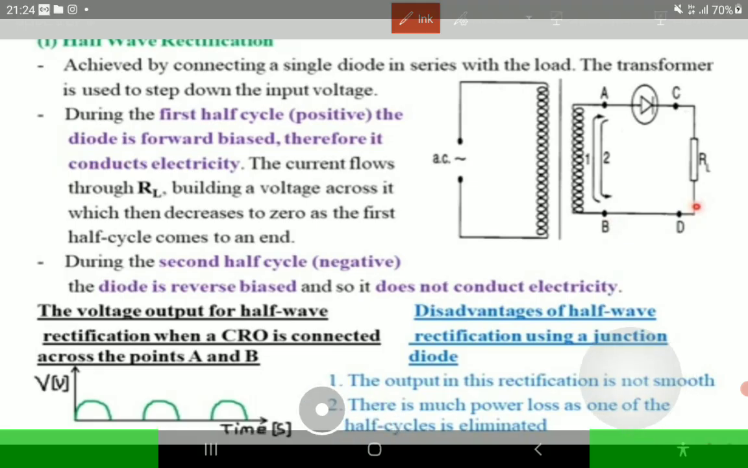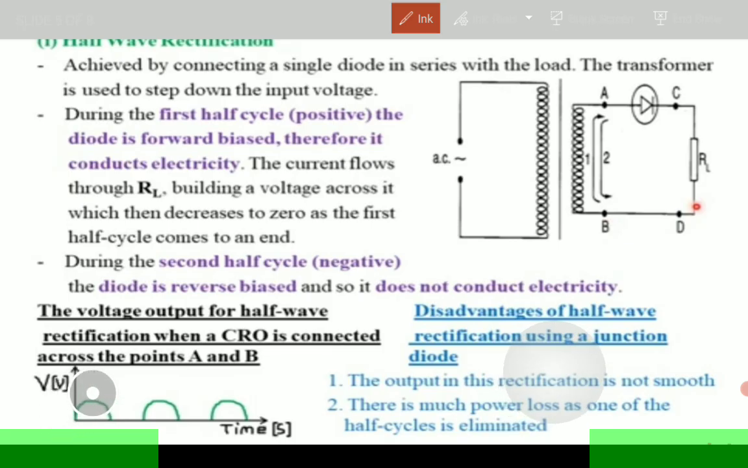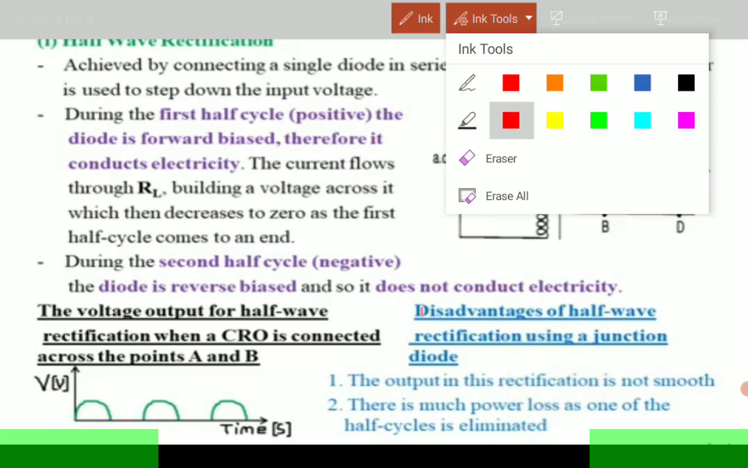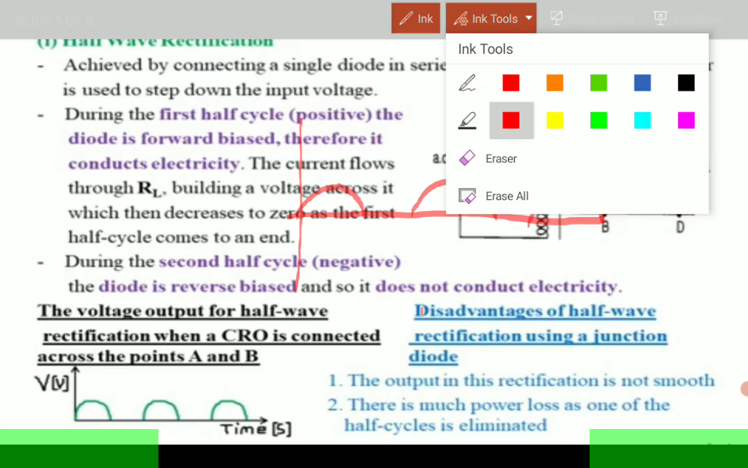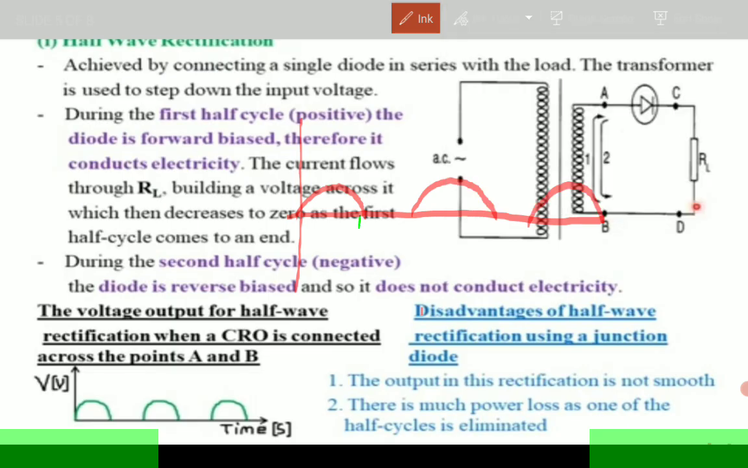If you consider this part here, you see only the positive part is shown. It means there's a part down here which is eliminated. Let me show you properly. Once rectified, we are going to have a wave like this. Our current is going to travel like this. So what does it mean? It means that the part which has been eliminated, the bottom part here, is associated with power loss. So this removal of this part results in power loss. That's a disadvantage of half-wave rectification.